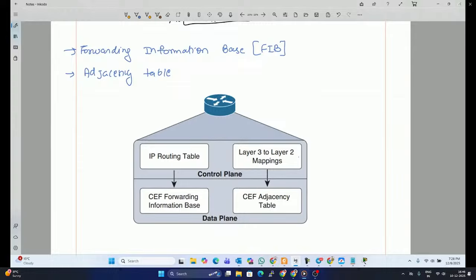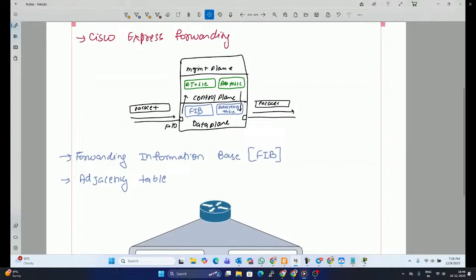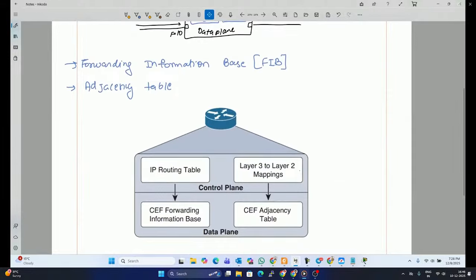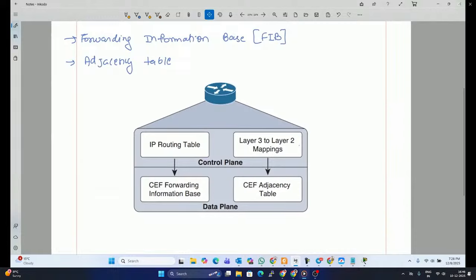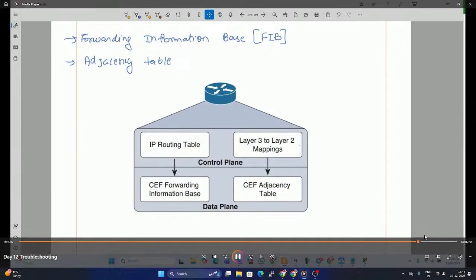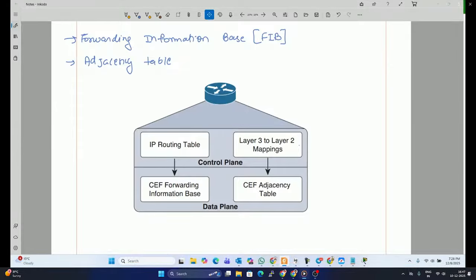Hello. Till now, any challenge here? Any challenge, guys? Please feel free to ask. Make sense? Cisco Express Forwarding, forwarding information base, adjacency table, and the routing table. This is known as the CEF.